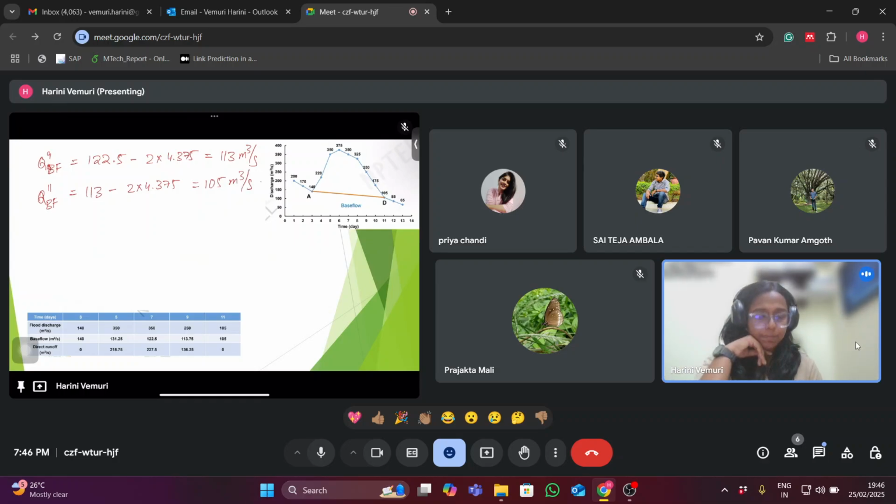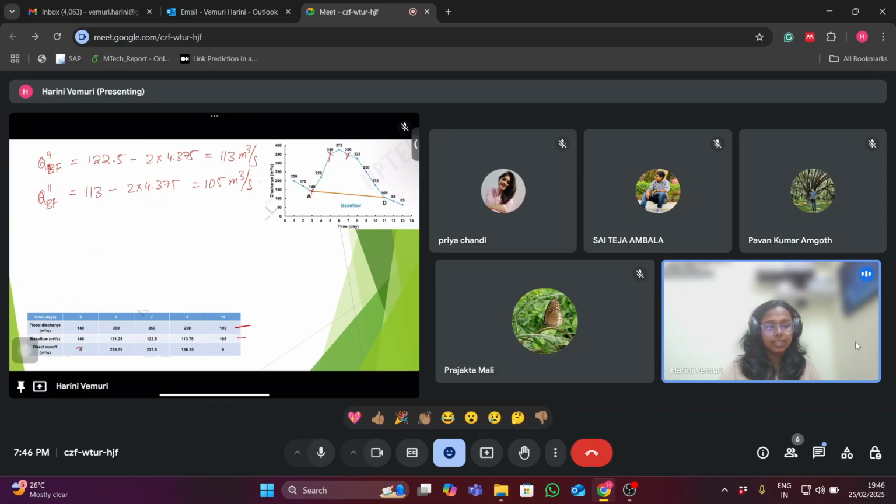Here you can see at the end of the table, we have given the flow discharge value at each time step, that is t equal to 3 days, 5 days, and so on. And by using the straight line method, we have calculated the base flow as well, and we are writing it down. By subtracting the second row from the first row, we can calculate the direct runoff.